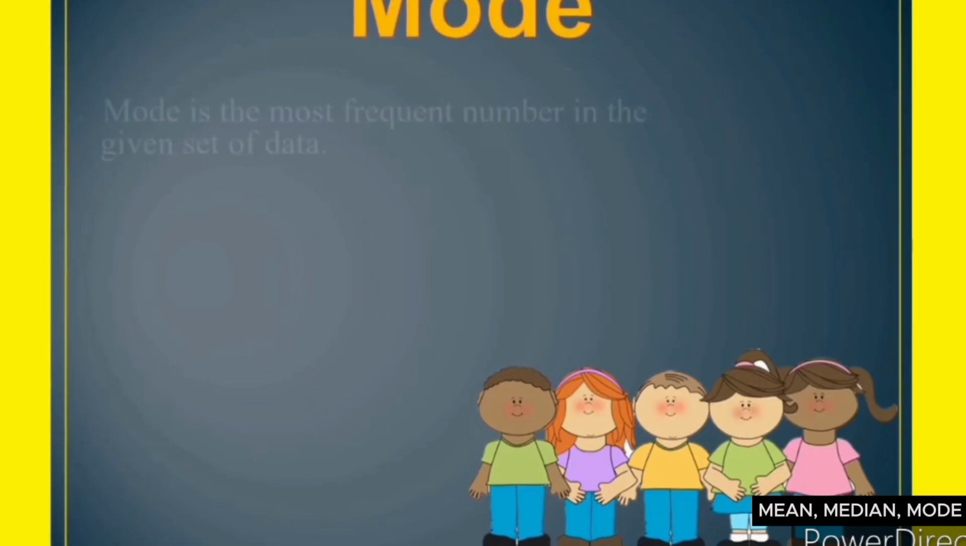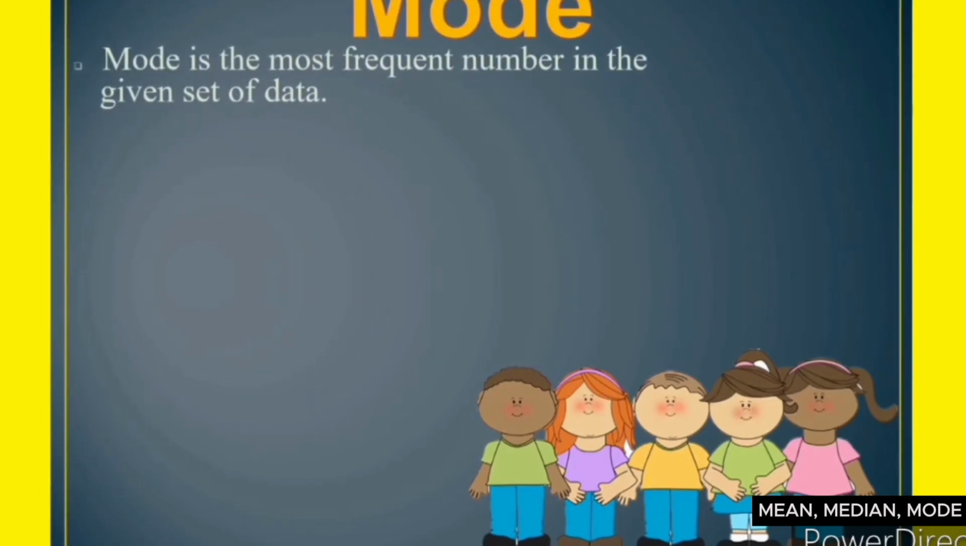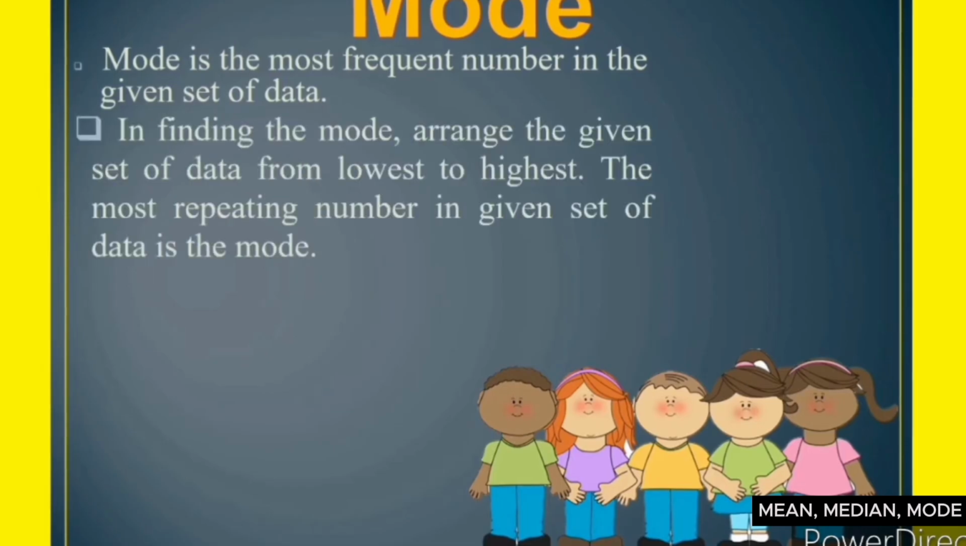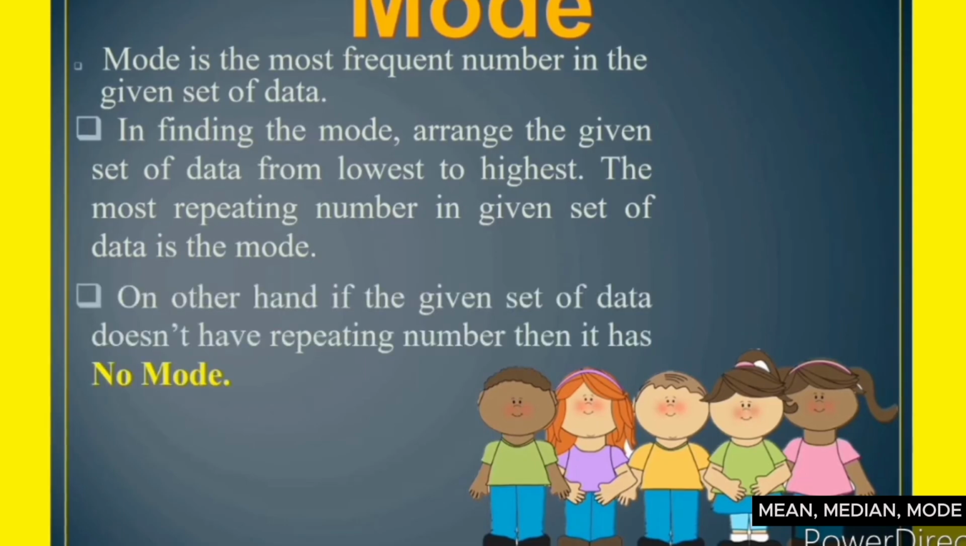Lastly, we have the mode. Mode is the most frequent number in the given set of data. In finding the mode, arrange the given set of data, again, from lowest to highest, and the most repeating number in the given set of data is the mode. On the other hand, if the given set of data doesn't have repeating number, then it has no mode.